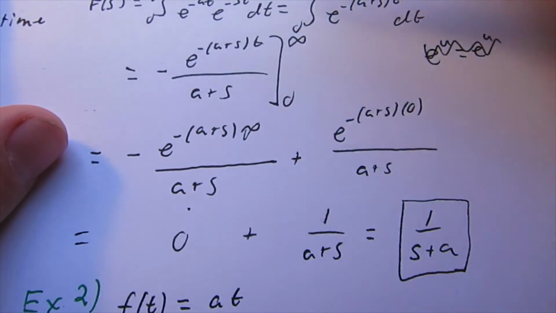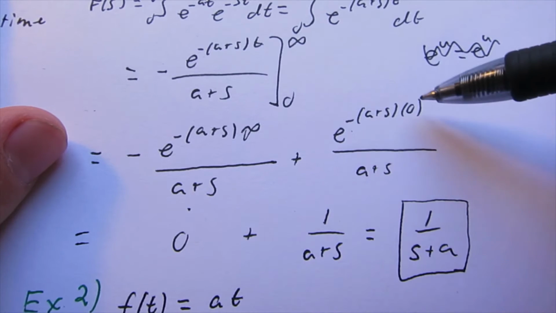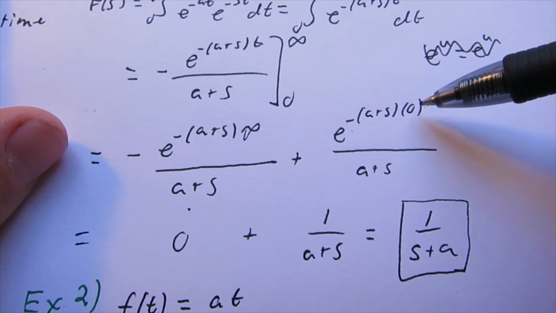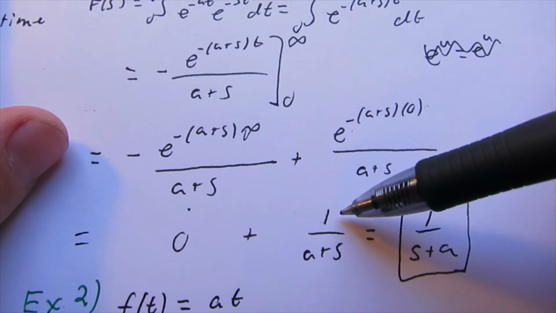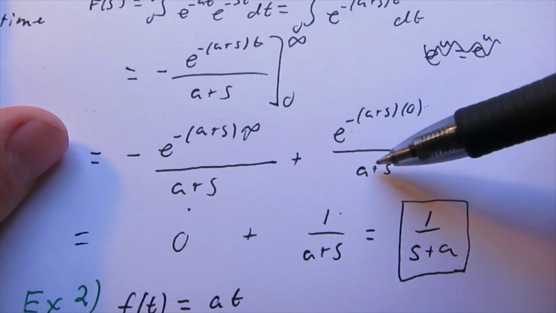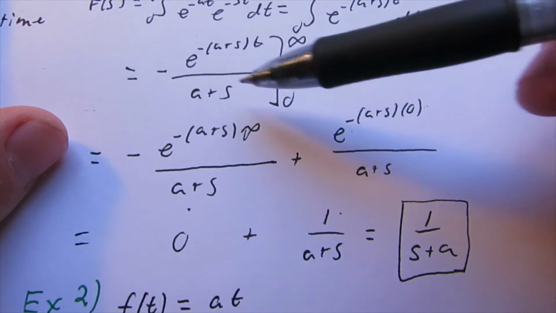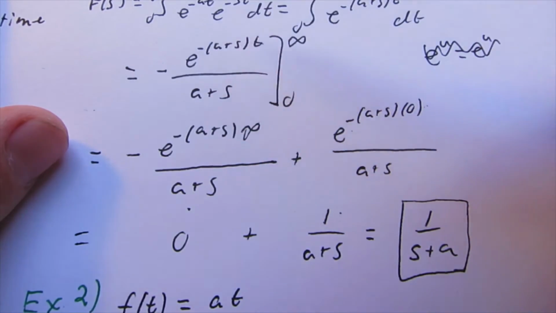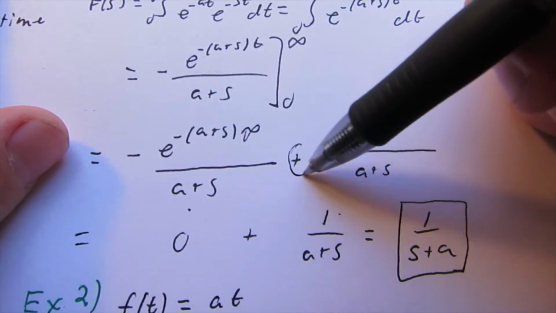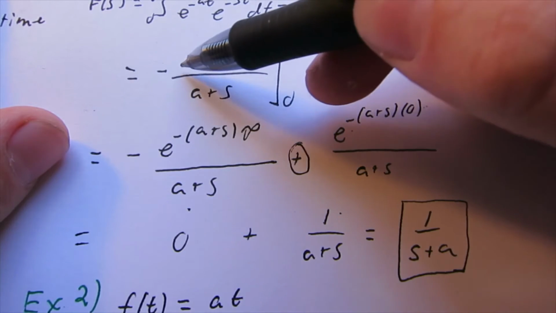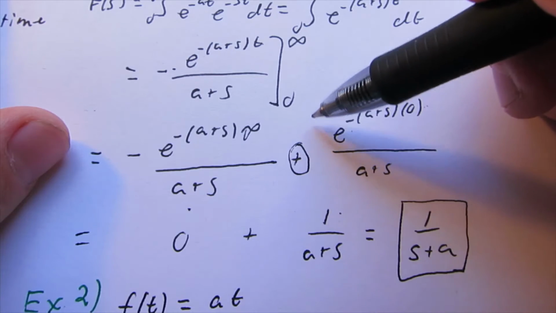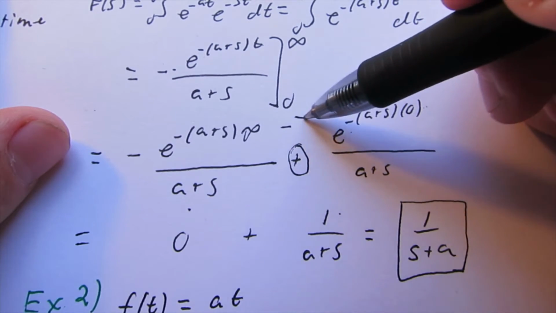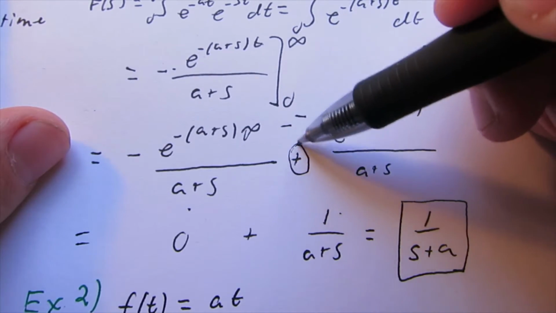Then we also have, remember, e to the 0 is 1, or anything to the 0 power is 1. So this just reduces to 1 divided by a plus s. And also when you do these, just make sure you're keeping track. So I have a positive right here. Okay, that is it, because we have a minus here and then another minus. So it's like minus minus, and that equals plus. That's why that is plus.